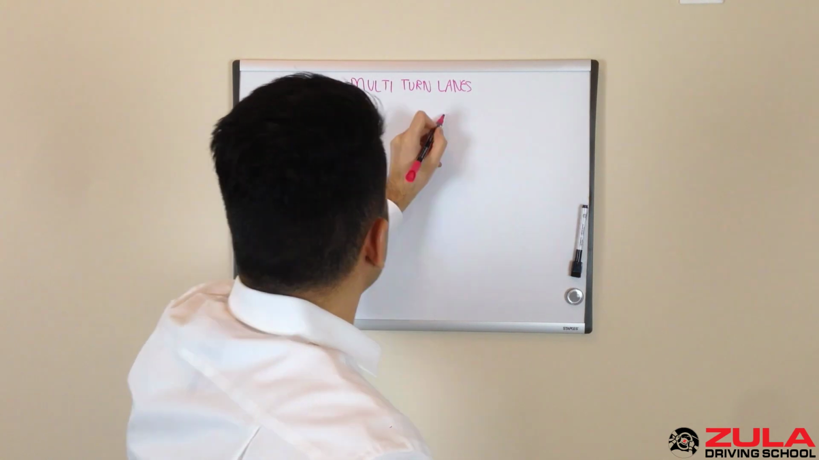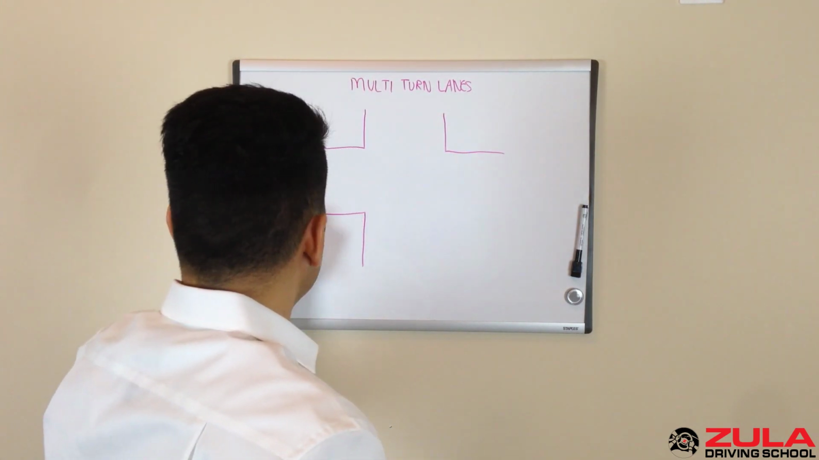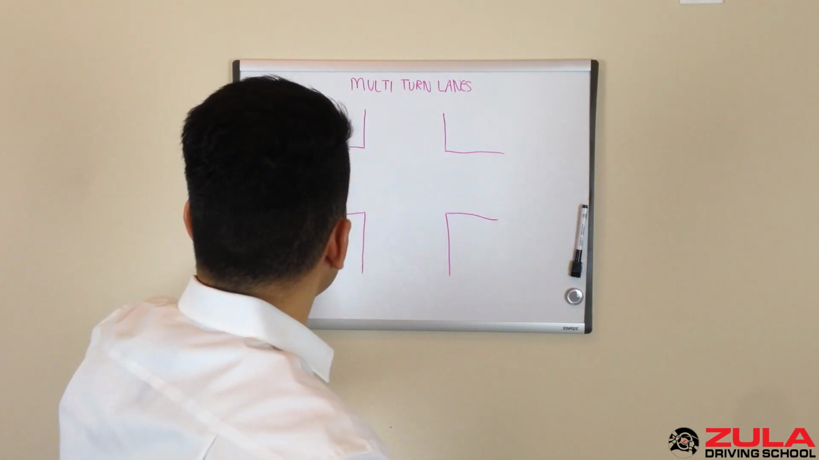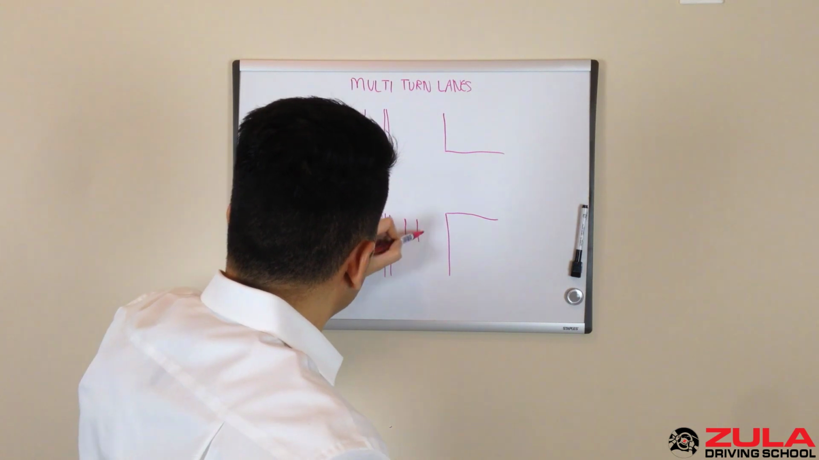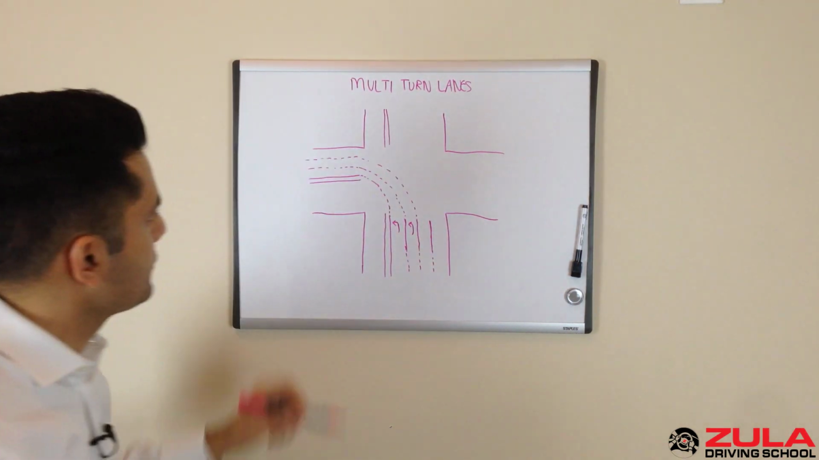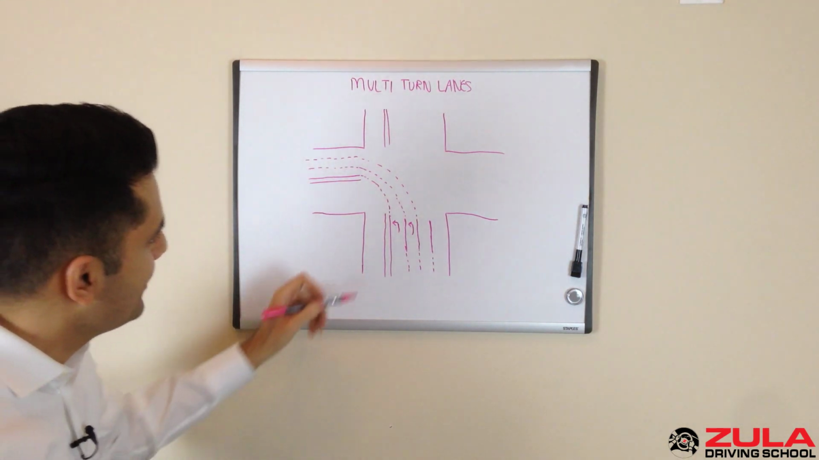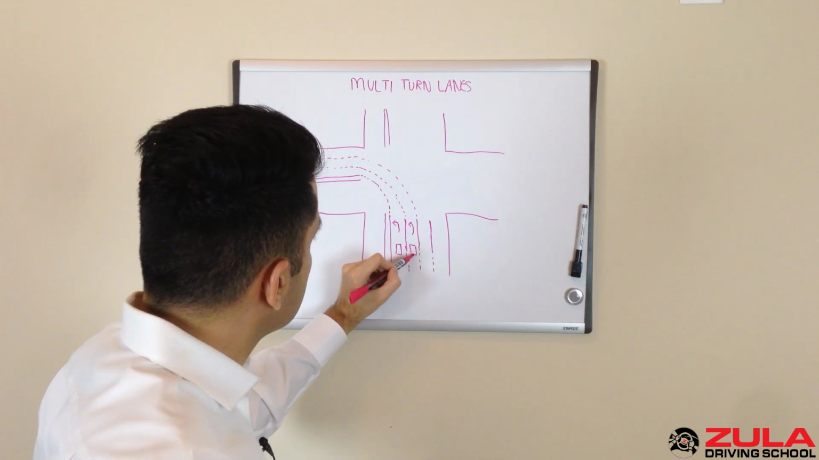So sometimes you come up to an intersection, and it's usually a large intersection, and this large intersection has multi-turn lanes. So let's say you have a scenario like this where you are in this left turn lane. Let's say there's another car beside you.